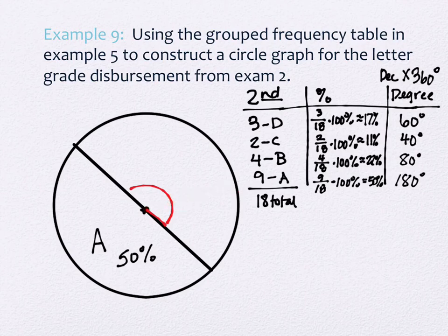Now let me make mine a little bit more realistic by zooming out. So you're going to have a mark, something like that, that's going to represent 80 degrees, and that's going to be your B's, and your B's are 22%. Is that all right?